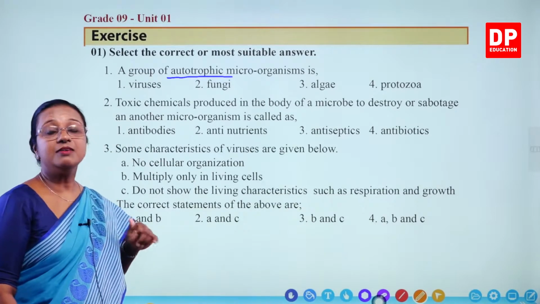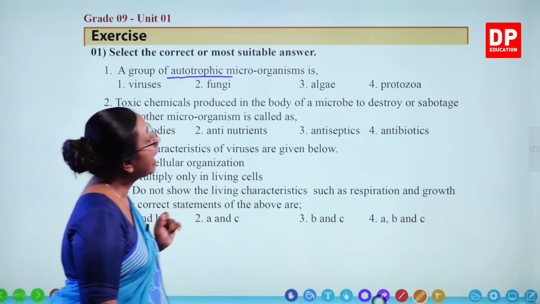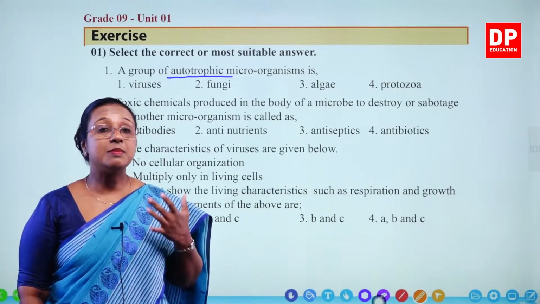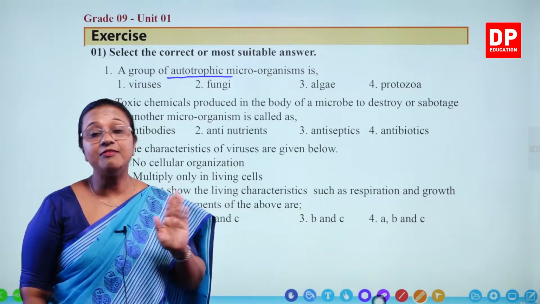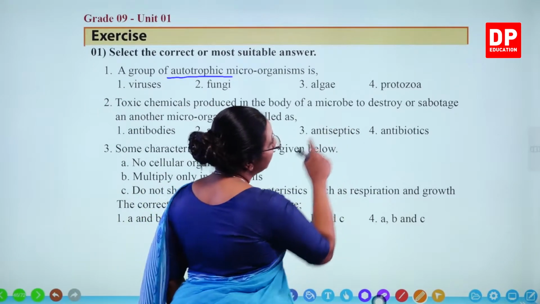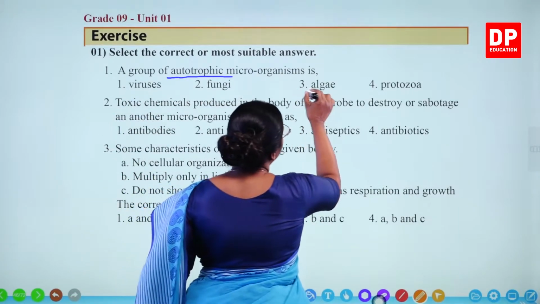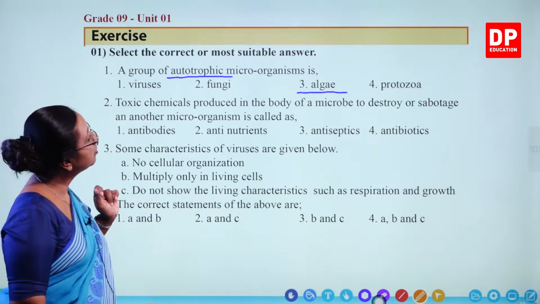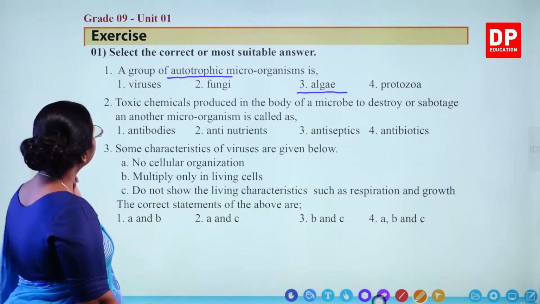Then fungi are all heterotrophic. Algae has chlorophyll. You can remember Ulva, Chlamydomonas, Spirogyra, they all have chlorophyll. So they can do photosynthesis. Then Protozoa again, they are heterotrophic. So the correct answer will be algae. A group of autotrophic microorganism is algae. Then the next one.